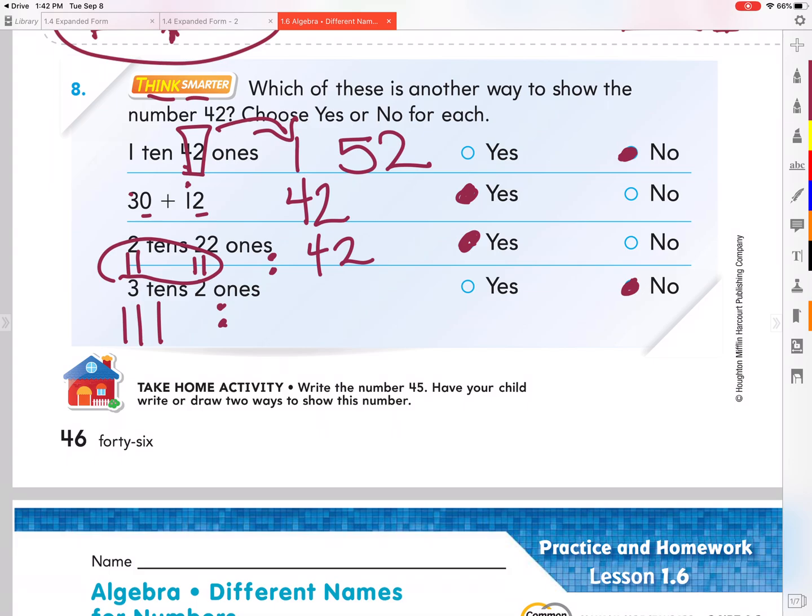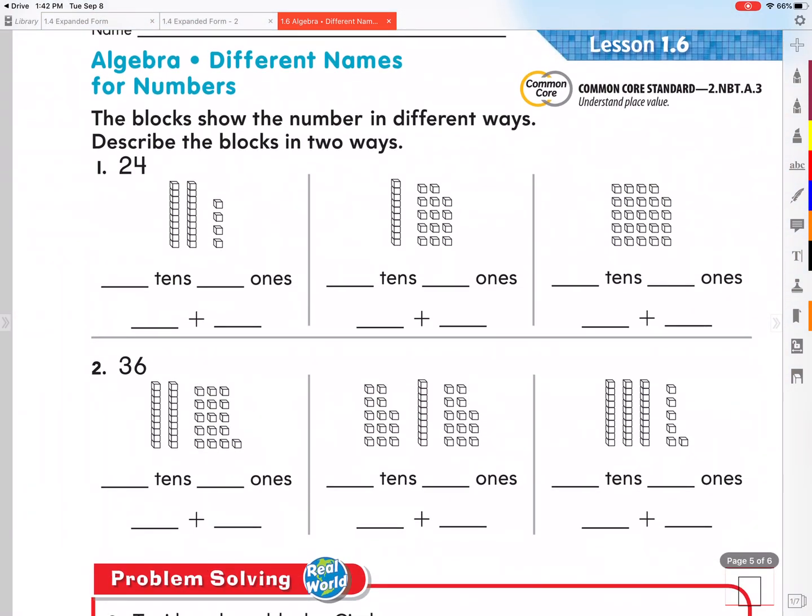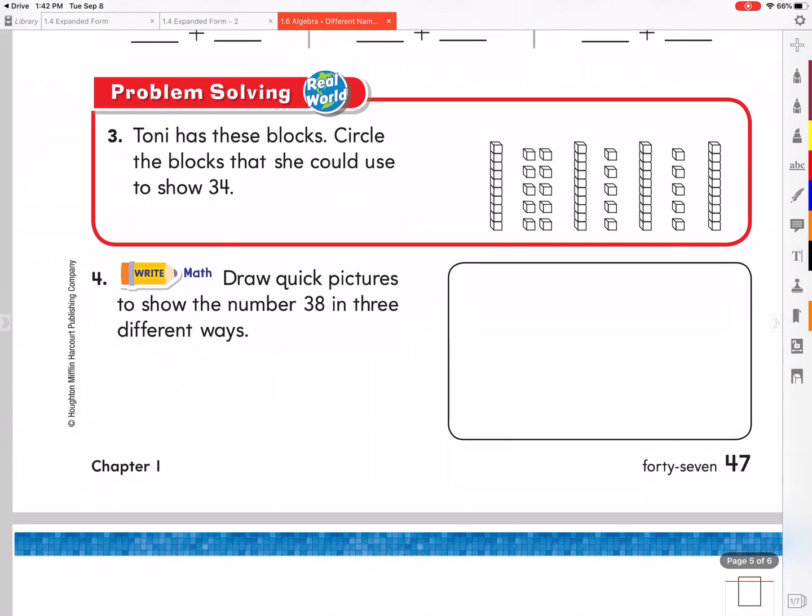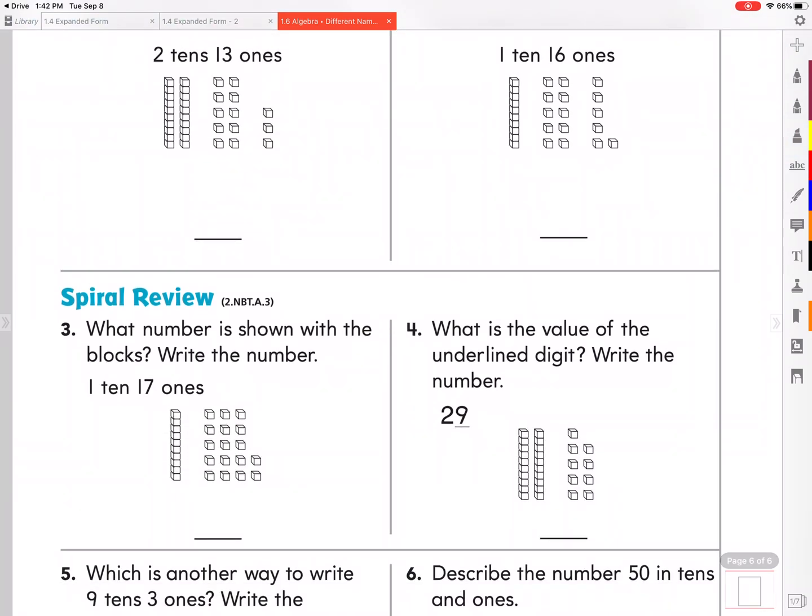All right, so this is your assignment on your own. You are going to do 47 and 48. If you get stumped, replay this video. If you get stumped, look back at your pink because it's saying, hey kids, this is what we're doing.